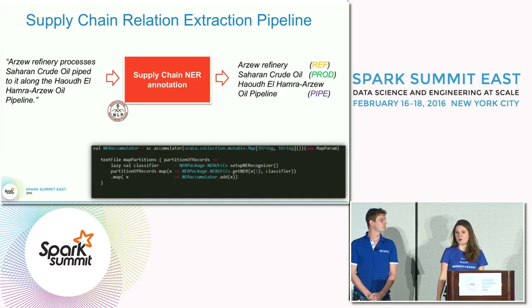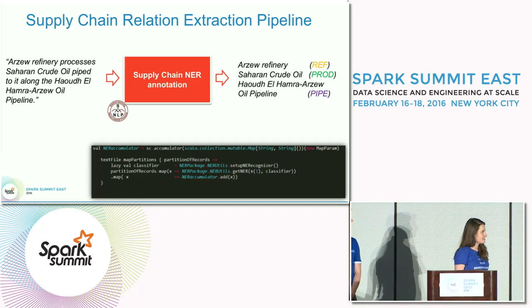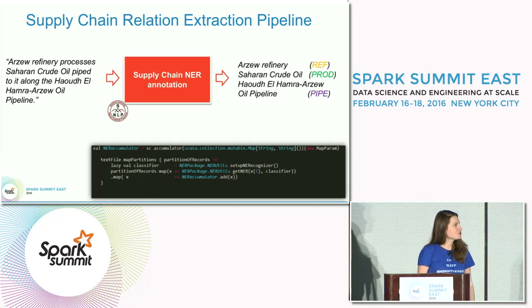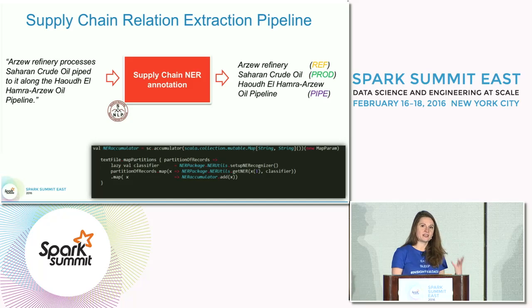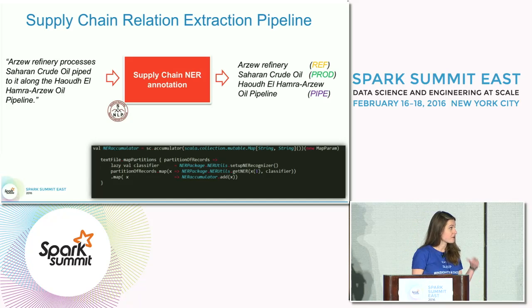So let's take an example right away, an example sentence that you see on the screen. After this sentence has been processed by our NER pipeline, it has recognized specific entities of interest, such as refinery, in this case, Ezra Refinery. It has recognized that Saharan crude oil is actually a product of the oil and gas industry, right? And it has also recognized a pipeline.